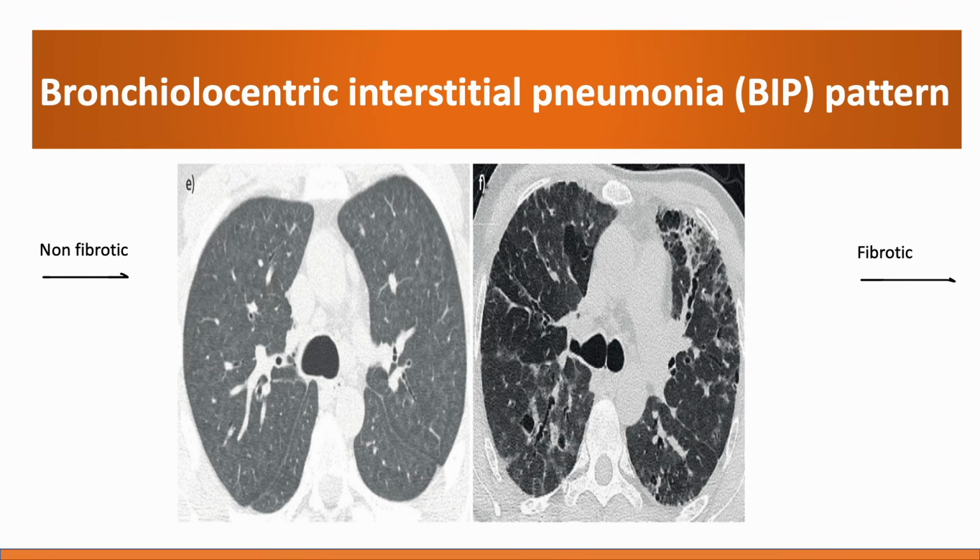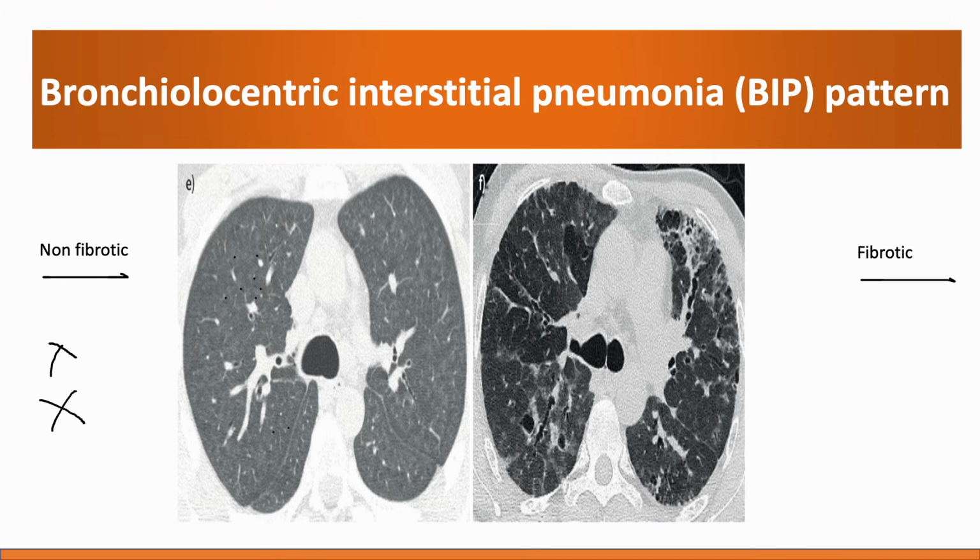Now, you can really well appreciate here the difference. Diffuse ground glassing with centrilobular nodularity. So, centrilobular nodularity, diffuse ground glassing, no traction bronchiectasis, no signs of fibrosis. This is non fibrotic: centrilobular nodules, diffuse ground glass.